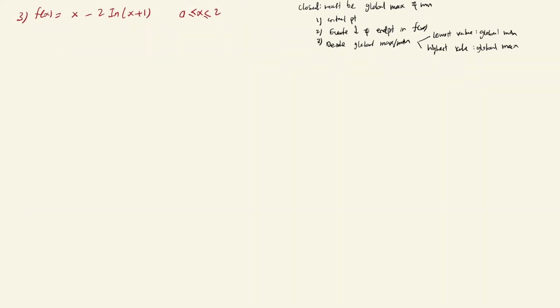Now for part 3, we have this function x minus 2 natural log of x plus 1, and the interval is between 0 and 2. So first, we're going to find the critical point. It's where the first derivative is 0 or undefined. So the first derivative is going to be 1 minus 2, and the derivative of natural log is 1 over x plus 1.